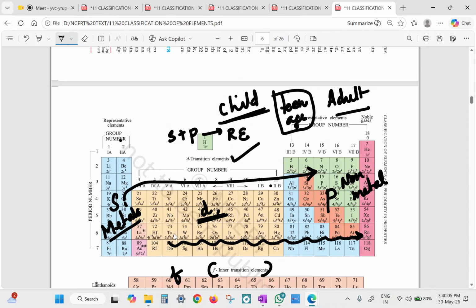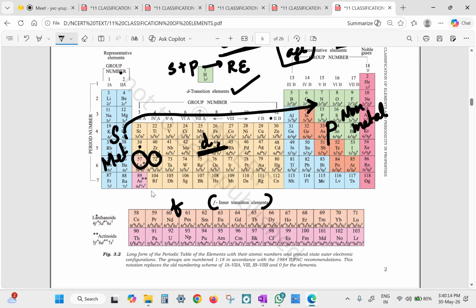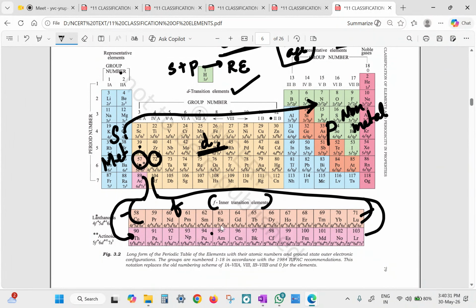Within those transition elements, where is 57 to 71? Is it here? 58 to 71, has it come here? In the same way, after 89, where is 90 to 103? 90 is here, 103 is here. So they are called inner transition elements. They are hidden inside the transition elements. Inner transition elements. Is that clear?